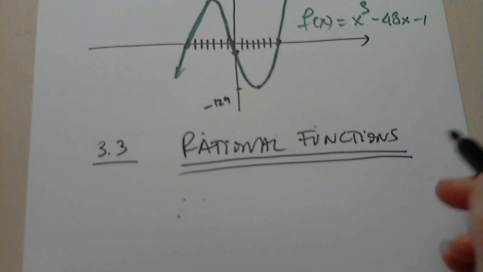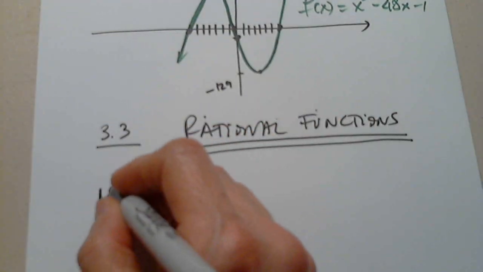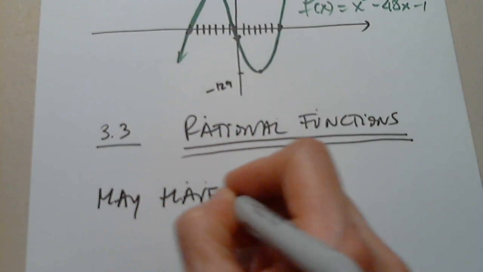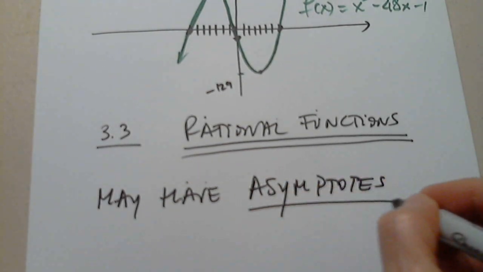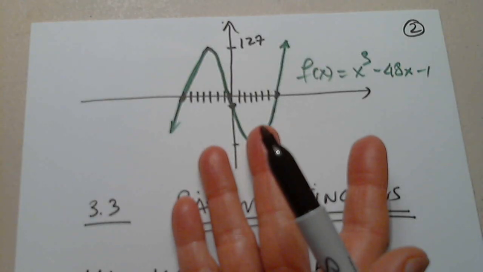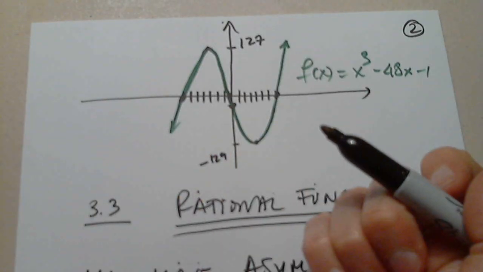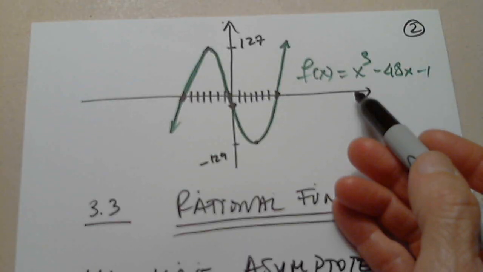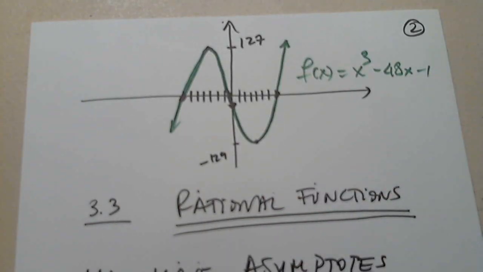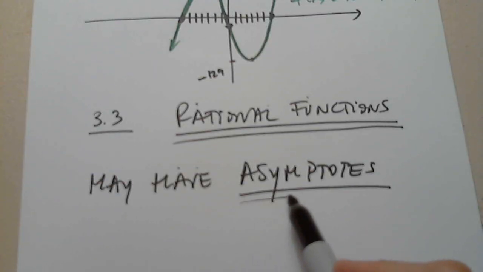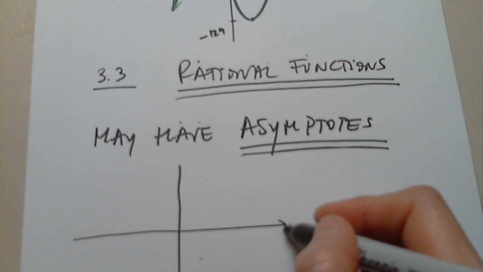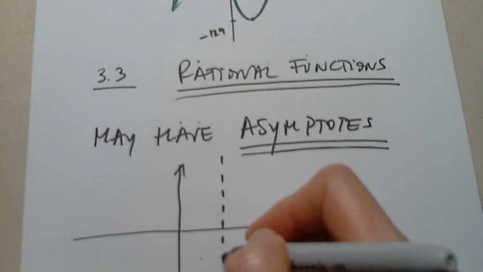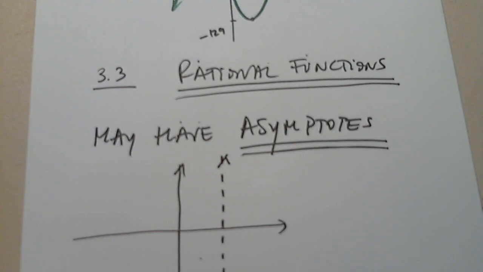Rational functions are functions that may have asymptotes. This function can never have asymptotes. It's polynomial. It will exist everywhere. For any x value, I can find a y value. Well, what do these asymptotes mean? Okay, so here's a function with a vertical asymptote. A function with a vertical asymptote cannot cross the asymptote.